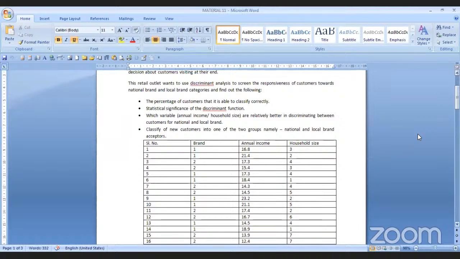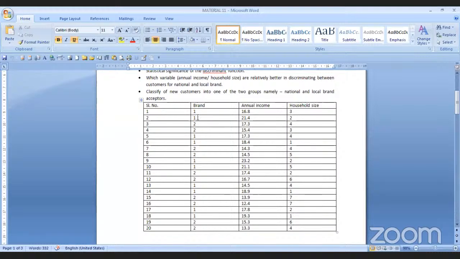What are the different criteria to choose that? Here is the serial number, and the sample size I have taken is 20. Brand 1 stands for national, 2 stands for local. Always remember that the SPSS package cannot understand theoretical information like national or local. You have to give the code. It is not necessary that 1 is national; you can put 2 for national or 1 for local as you like. Here I have written 1 for national, 2 for local.